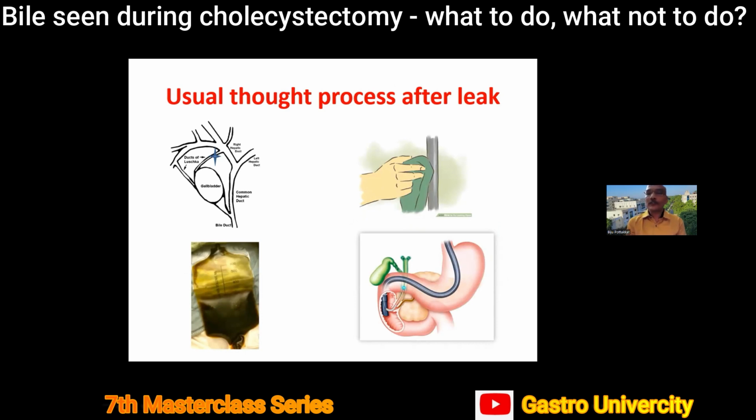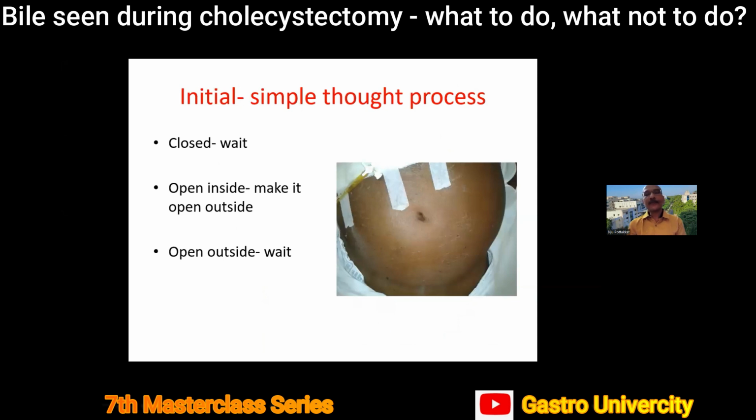And don't try to put gauze, sponges and mops at the leaking site. Even if you put a drain, don't think that it is going to subside just like that. And don't try to simply blind list. These are the four things you should not do when you see a bile leak. So the initial simple thought process will be: close wait, open inside, make it open outside, and wait. Here is a situation where it is open inside, and the minimum you should do is make it open outside.